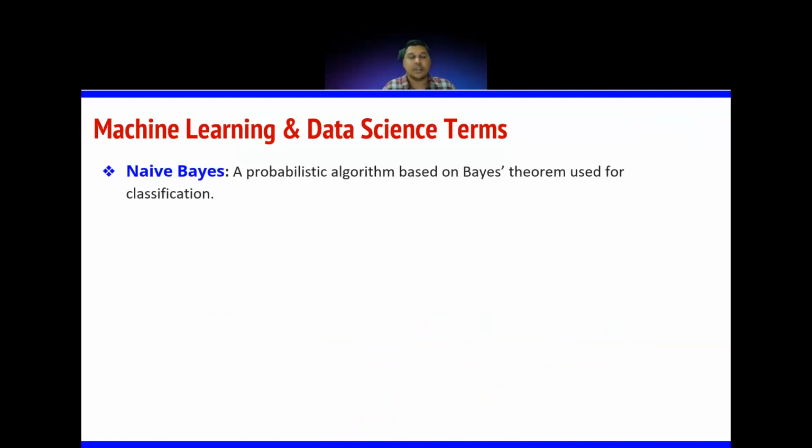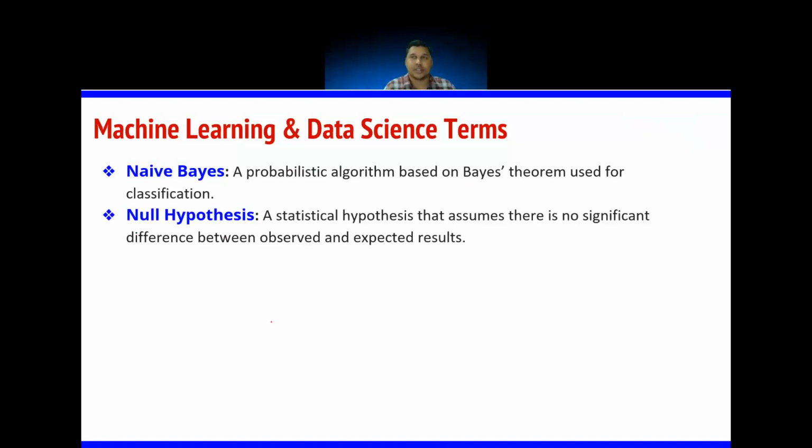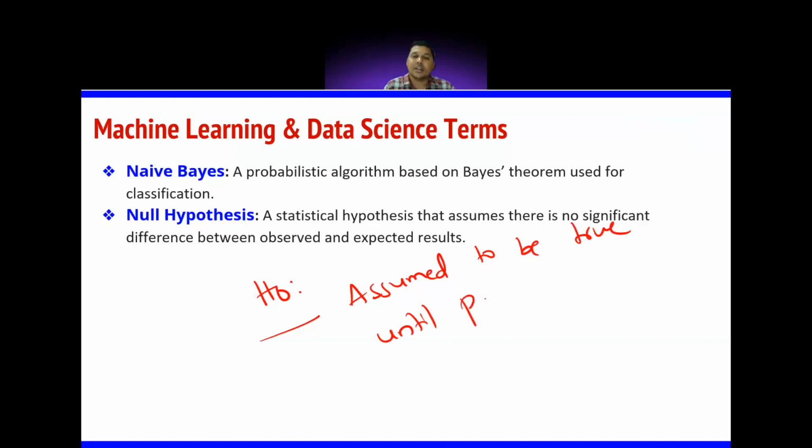Naive Bayes, a very important classification algorithm, which is based on Bayes theorem. Null hypothesis: in statistics, we say H naught for the null hypothesis. When you make a comment about a population, that particular comment or hypothesis is your null hypothesis. A little added point is that it is assumed to be true until proven false. H naught is assumed to be true until proven false. That is your null hypothesis.